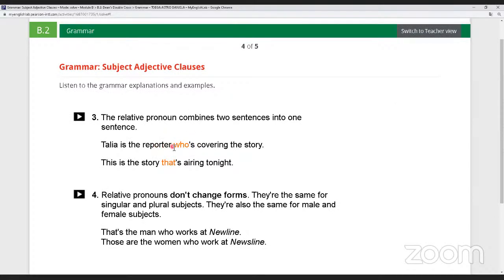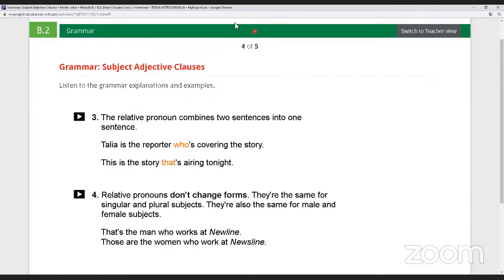As you can see, the use of the relative pronoun is a connector. It is going to help us connect the first clause with the second one, the first statement with the second statement. Tell us the reporter who is covering the story. This is the story that's airing tonight.